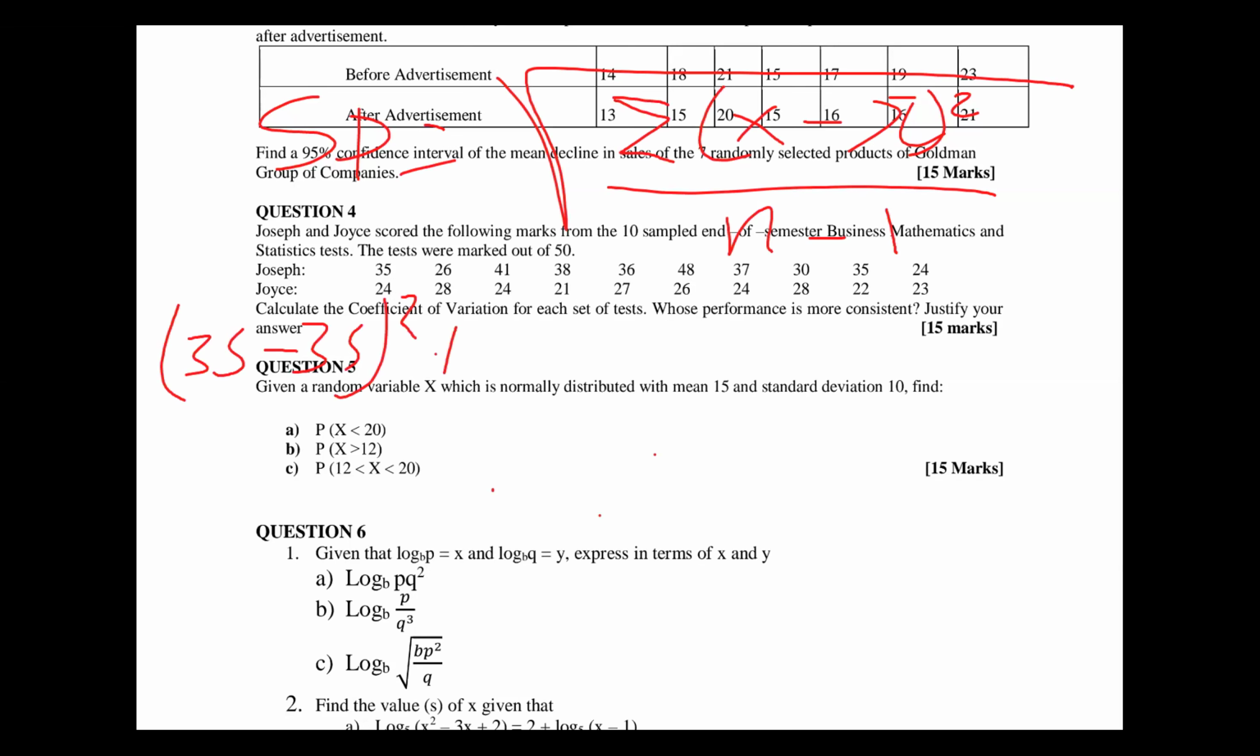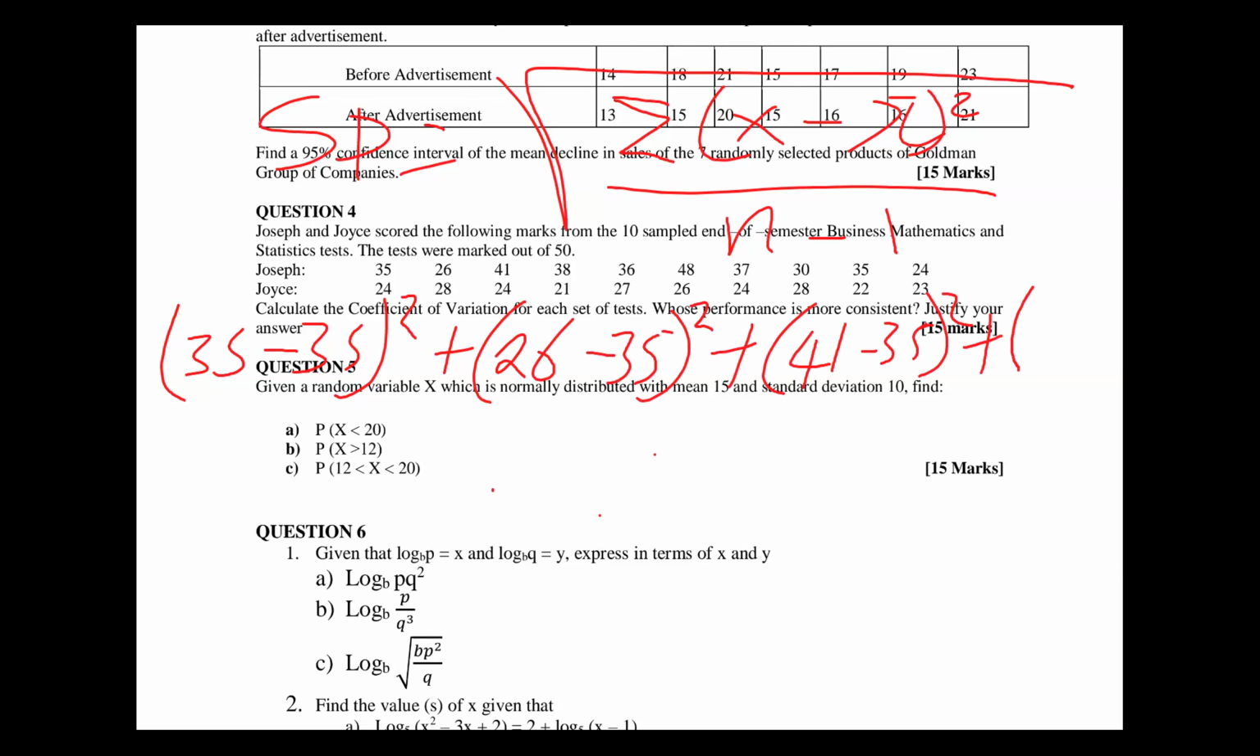You square that plus, see, what's the next score? 26, isn't it? 26 minus the mean. The mean is 35, we said. You square that plus, see what? 41 minus 35. And you square that plus.